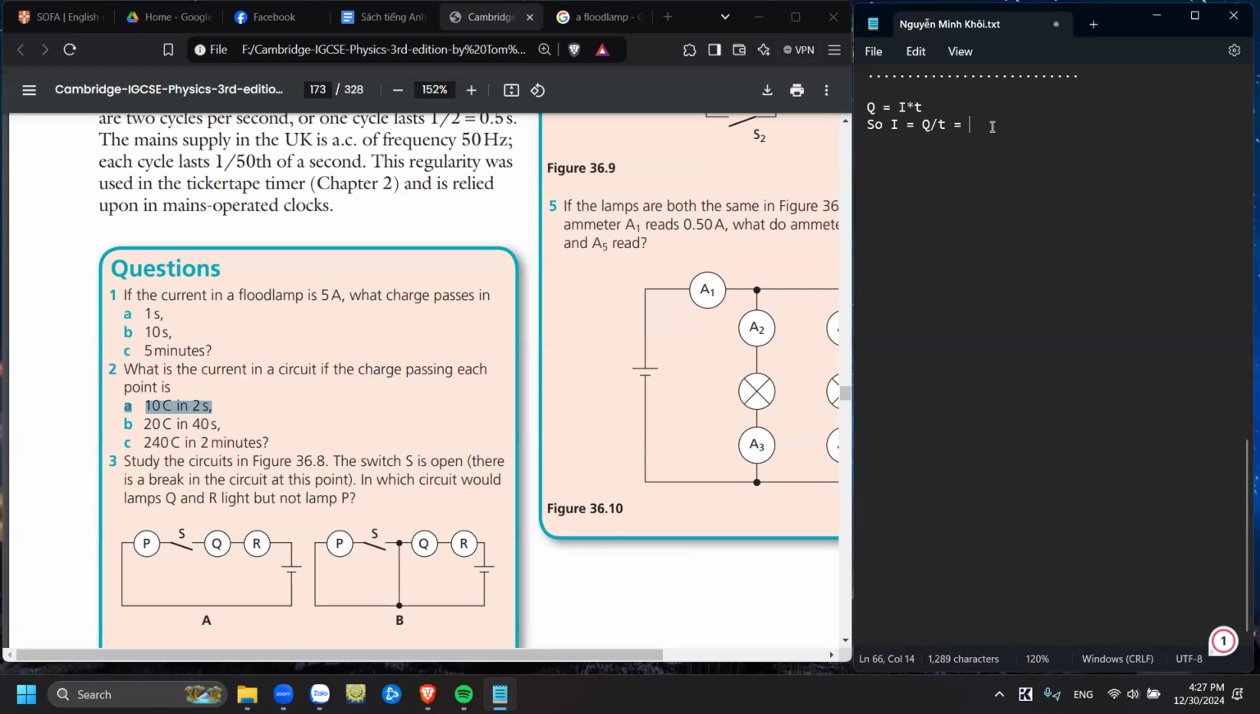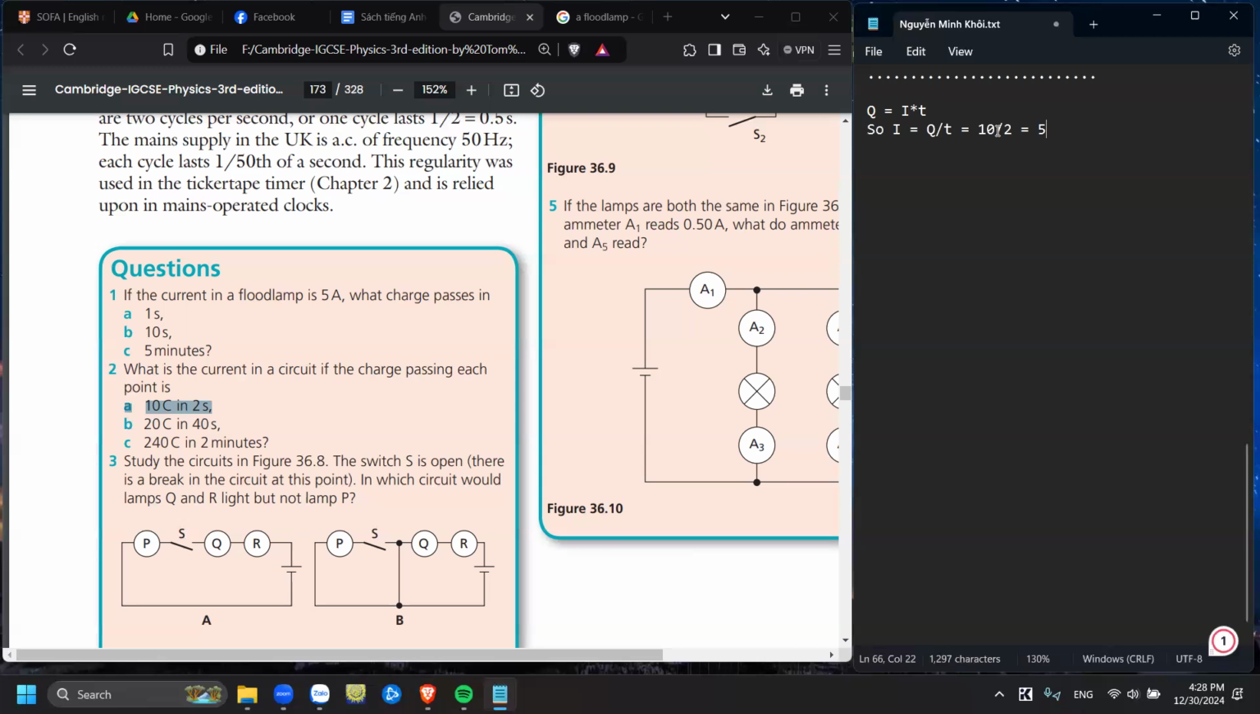They ask for the current, which is I, and you are provided the Q and the T already. So it means you have to convert the formula. Q equals I times T. So it means I would be equal to Q divided by T, right? Put the numbers in. They asked 10 coulomb in 2 seconds. So the I should be 5 ampere. Remember the units. 5 ampere.